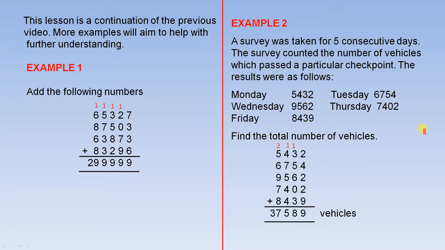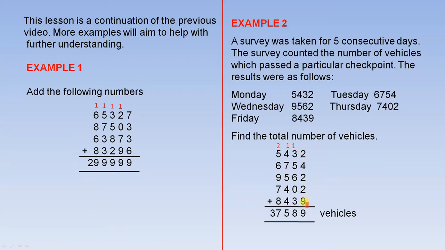Example 2. A survey was taken for 5 consecutive days. The survey counted the number of vehicles which passed a particular checkpoint. The results were as follows. So these are all the numbers of vehicles which passed over the 5 days, and we need to find the total. So we put all those numbers down. Let's check that they're correct. 7402, and they are correct. So we add all those up.